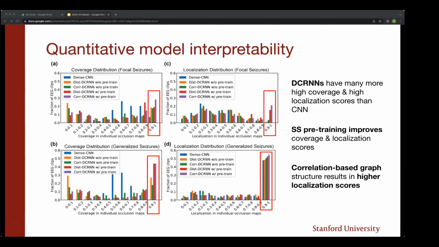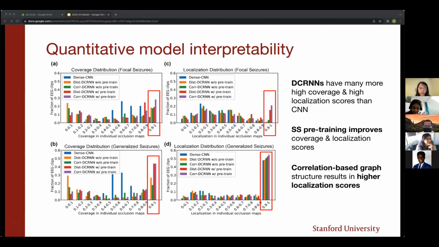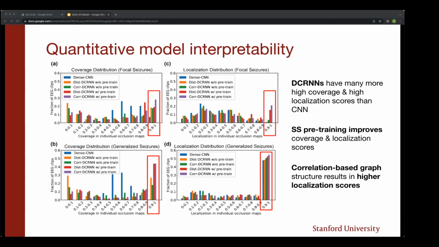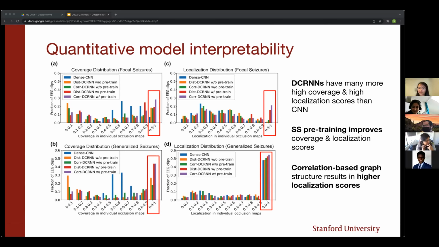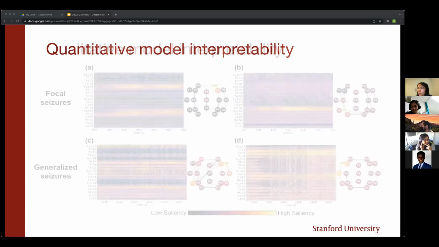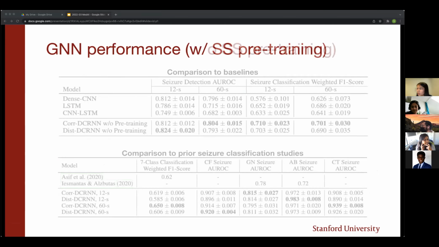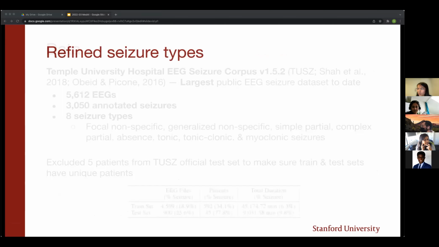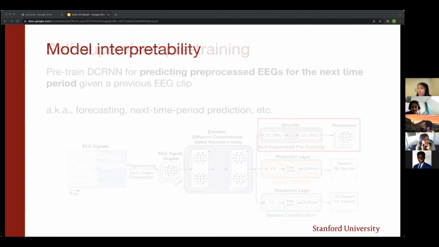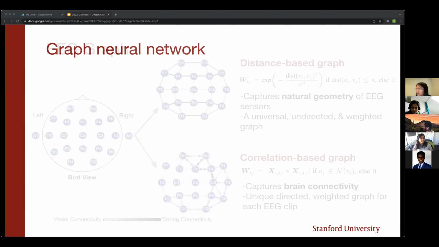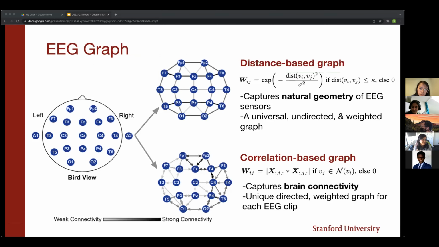Are there any other questions? Did you compare the number of edges between the correlation versus the distance-based graph? Is the number of edges the same or is it changing? We didn't really compare it. But the correlation-based graph is always changing depending on the data. Yeah, we didn't really compare it.